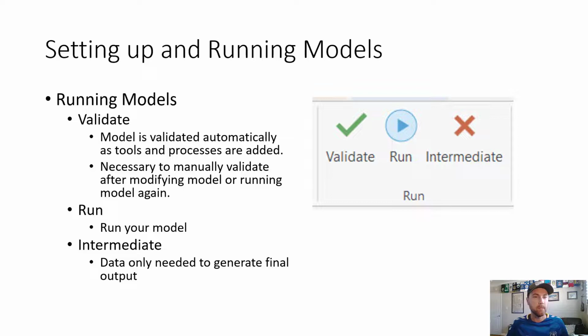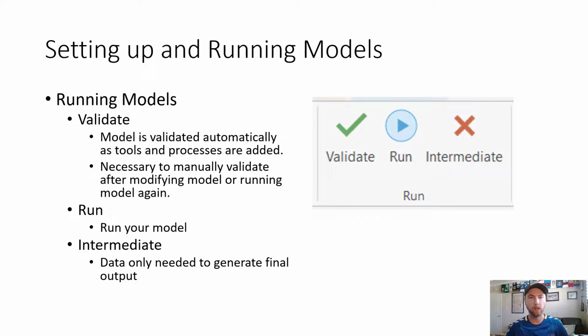So with Validate, something to be aware of is as you add tools and processes to your model, it'll automatically validate as you go. And by validate, I mean it will check to make sure that your model is valid, meaning that there is an input data set, at least one, the geoprocessing steps and parameters have been set, and that there's an output location for your data. So as you add tools and processes, it automatically validates as you go. So that's one of the benefits of the coloring system. It essentially tells you, all right, this model is valid, it's ready to run.